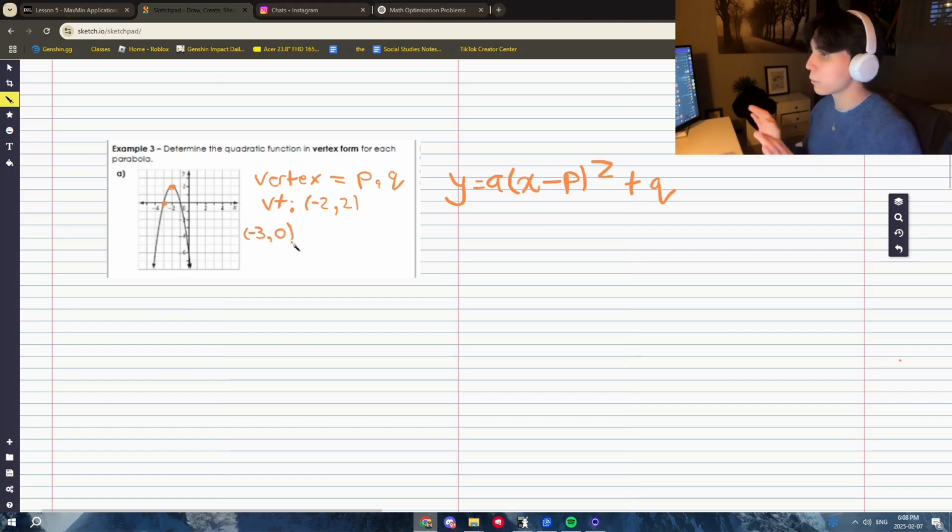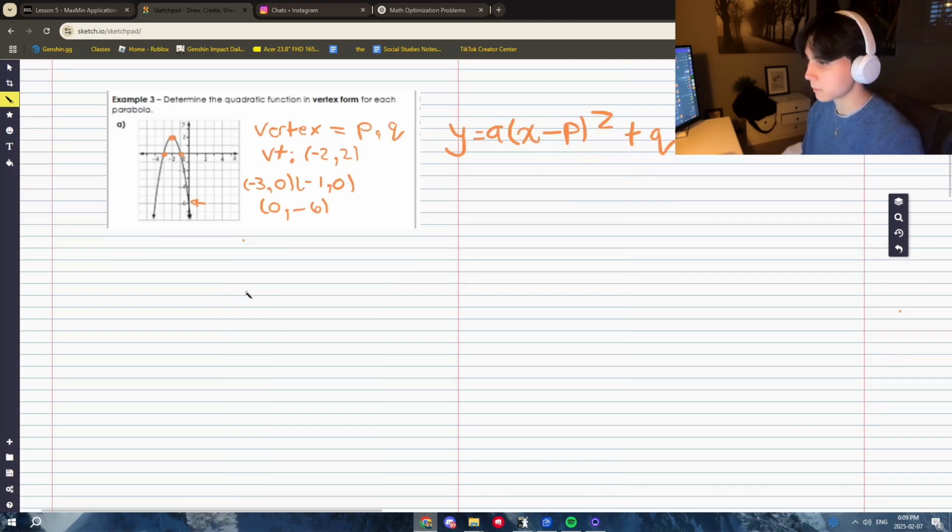It doesn't matter what point you pick, again, you can just plug in any point since this is going to be the same exact equation here. So we also have negative 1, comma 0. Additionally, you could also pick this one down here, which is 0, negative 6. So whatever one you choose is okay. I'm just going to pick negative 3, comma 0, so it's nice and easy.